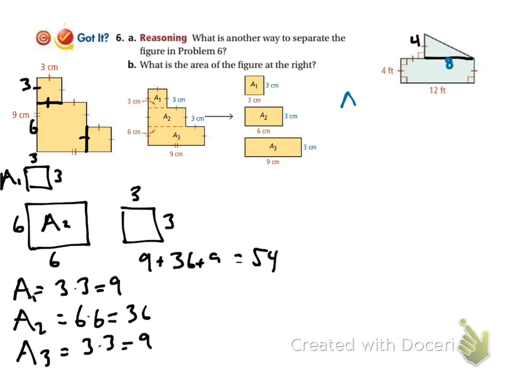So the area of the rectangle is 4 times 12, which is 48. And then the area of my triangle is A equals 1/2 B times H, so 4 times 8. 4 times 8 is 32. Divided by 2 gives me 16. 48 plus 16 gives me 64 square feet.